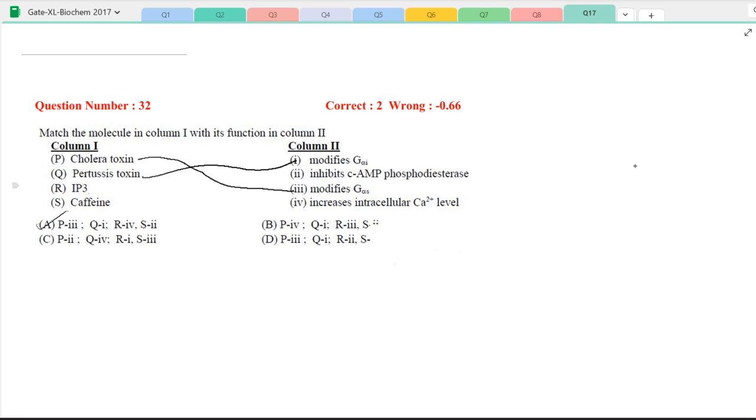Yes. IP3 is mainly involved in the calcium level, so it increases the intracellular calcium levels by increasing the secretion from the ER. And then the caffeine, it inhibits the cAMP phosphodiesterase. And it also interferes with the cell cycle progression. So the correct answer here is option A. Moving on to the next question.